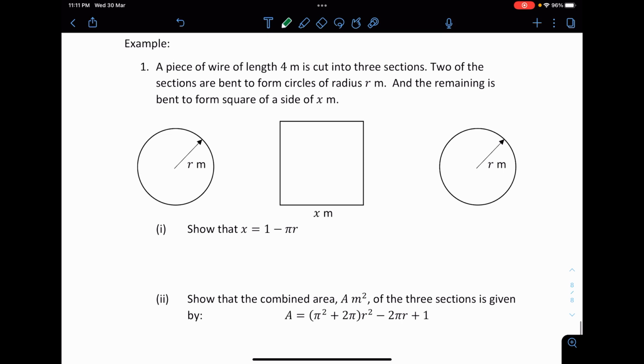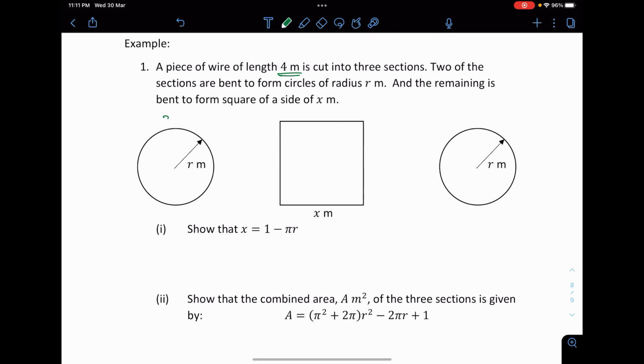Alright, let's do this example here. A piece of wire, length of 4 meters, cut into 3 sections as given in the picture here. The remaining is bent into x meter. Now 4 meters is the total length of the wire. I want to find the perimeter for each of them.